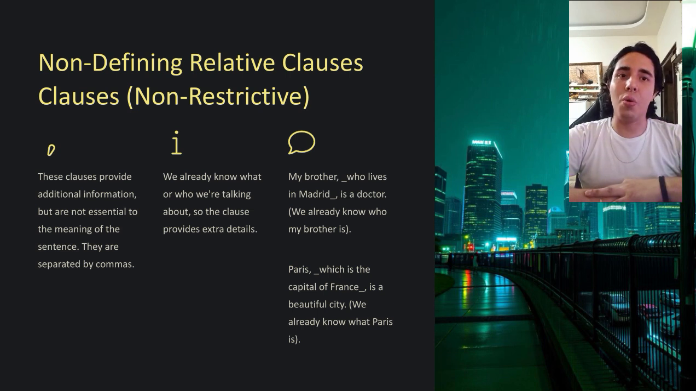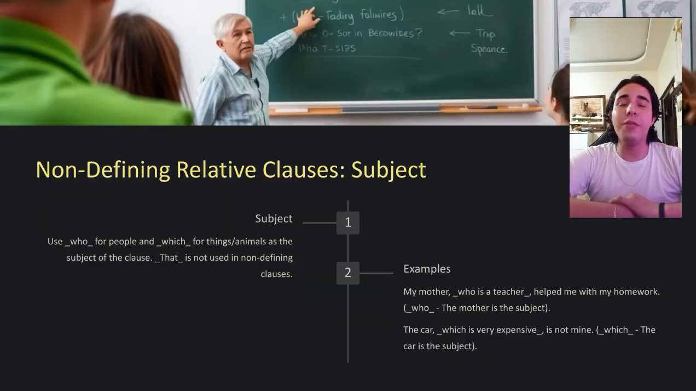We already know who my brother is. Paris, which is the capital of France, is a beautiful city. We already know what Paris is. Non-defining relative clauses, subject. Use who for people and which for things or animals as the subject of the clause. That is not used in non-defining clauses.